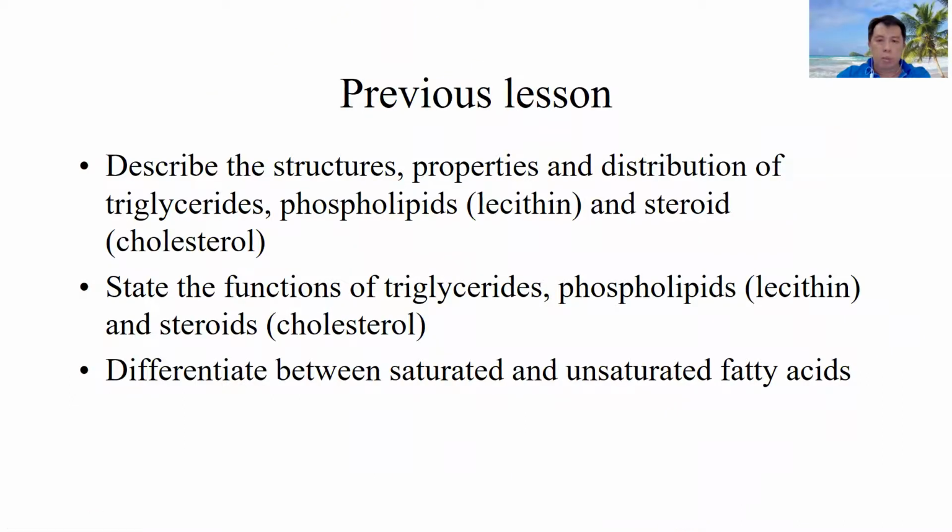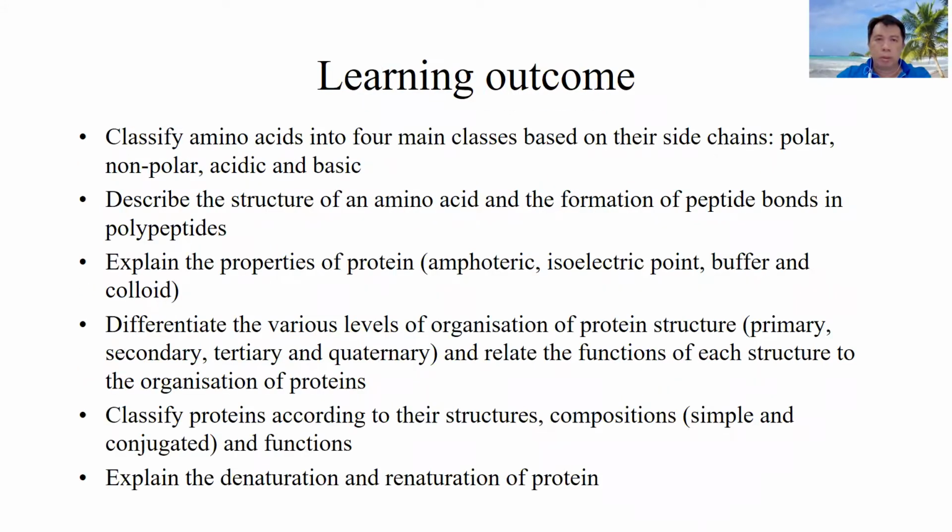In previous lessons, we discussed lipids, the types of lipids: triglycerides, phospholipids, and also steroids. Then this video will talk about the classification of amino acids into the four main classes. We also describe the structure of an amino acid and the formation of the dipeptide, okay? And also the formation of polypeptide.